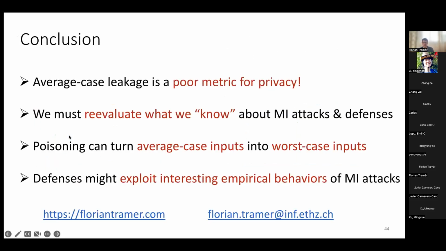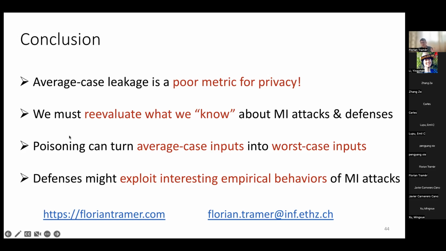Okay, so let me conclude here with what we talked about today. The main takeaway from this line of work we initiated on membership inference attacks is that we really shouldn't be measuring the success of these attacks, or the privacy leakage of models, in an average-case way. This is not the right way to measure privacy, because it doesn't tell you, for any individual user, whether the attack is actually succeeding at anything.